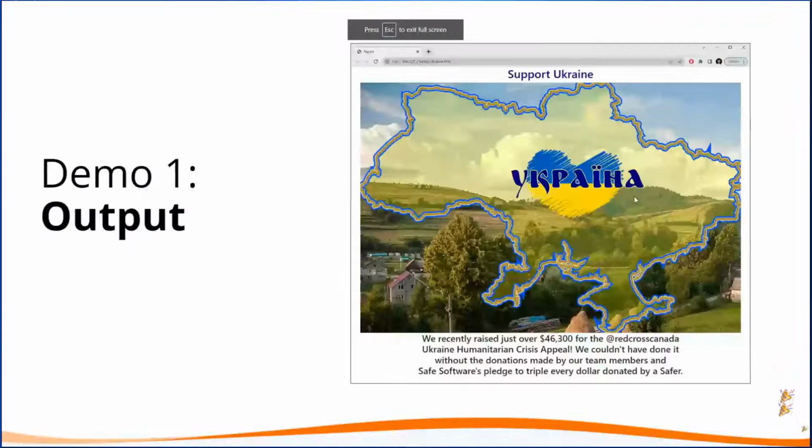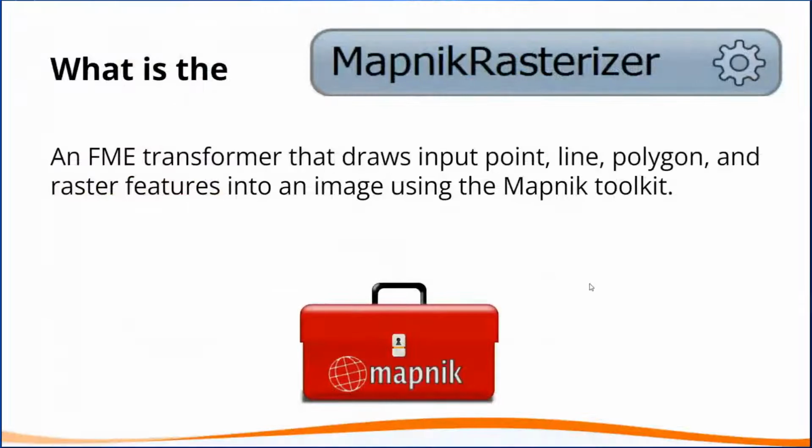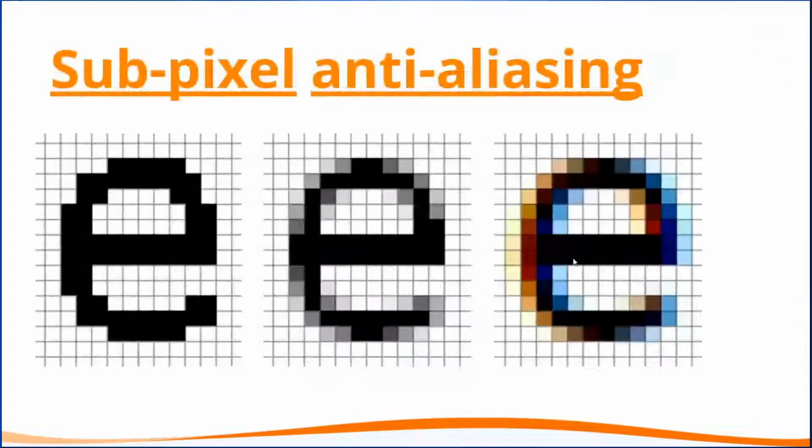So here is this workspace and our output. So what is actually Mapnik? It's a library, a cartographic rasterizer that exposes interfaces in C++, Python, or Node, but you also have to know some XML and CSS. With the Mapnik Rasterizer transformer in FME, all you have to do is go and configure some rules inside our transformer and get the same beautiful results.